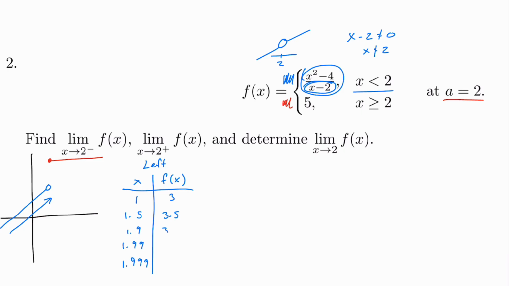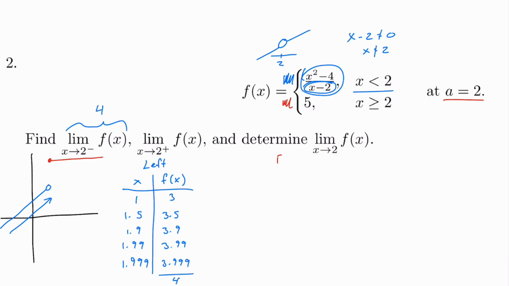And we get for our f of x, 1 is going to be 3, this is going to be 3.5, this is 3.9, 3.99, and finally 3.999. So we can see that these on the left hand are gradually going up towards 4. 3.999 is very close to 4. So I can say here that our left-handed limit is going to equal 4.